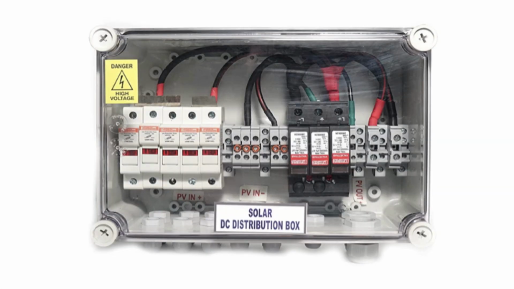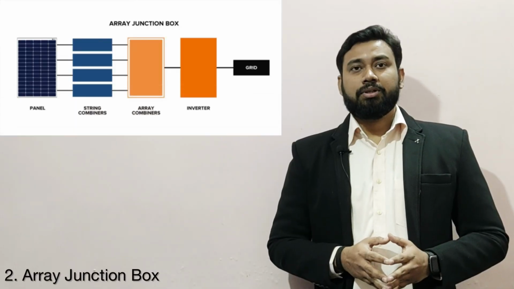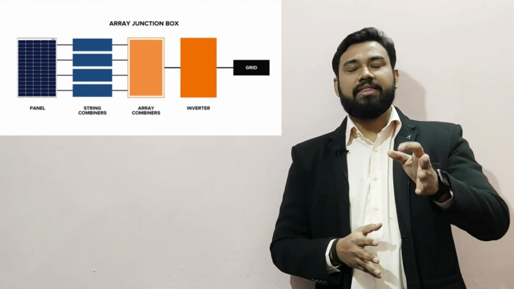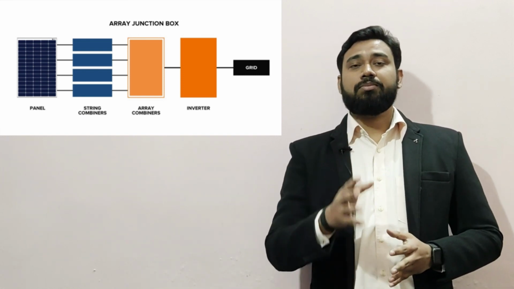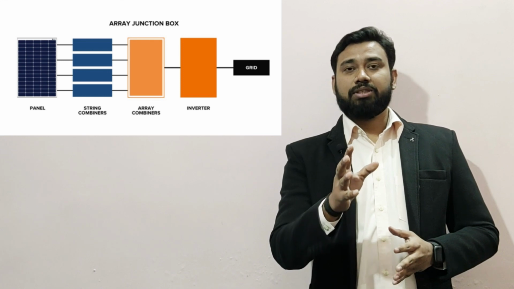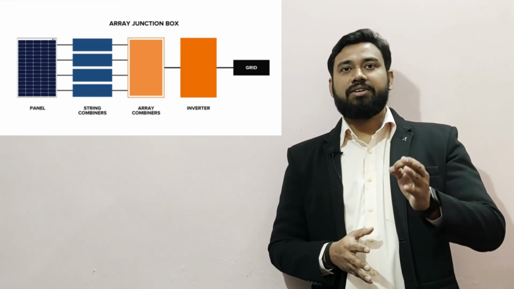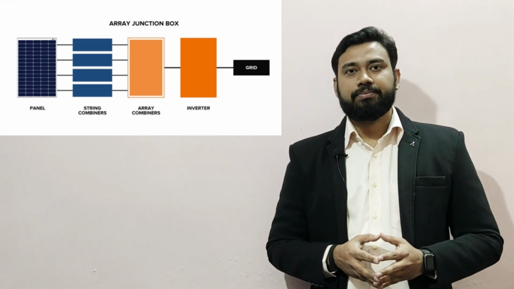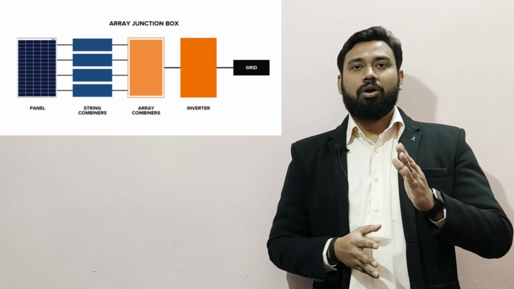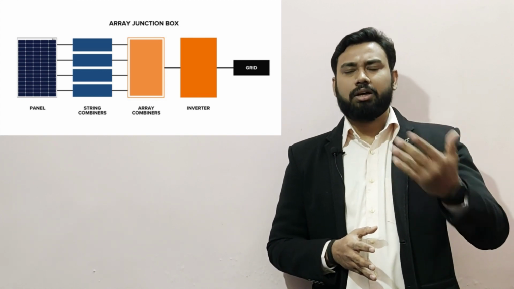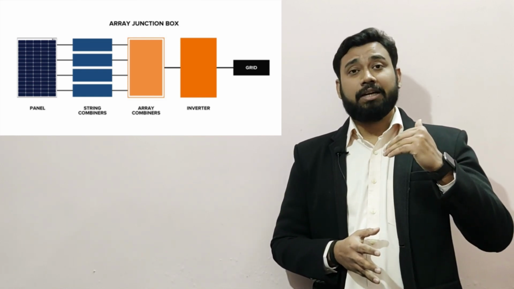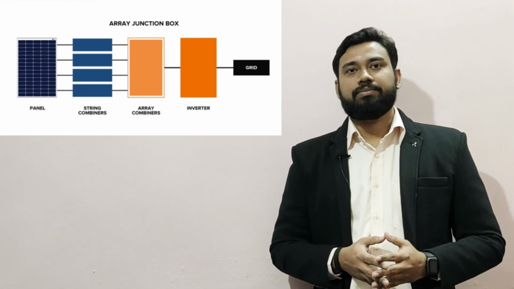Okay, let's talk about the second component, which is related to protection, that is the array junction box. The array junction box is one of the most important components used between the solar module and the inverter. The main function of this array junction box is to electrically connect the output of various solar string wires in parallel. It consists of a blocking diode on each string to protect the panel from reverse current. And third, it also protects the system against overcurrent and overvoltage.